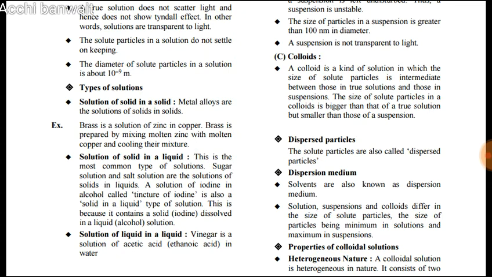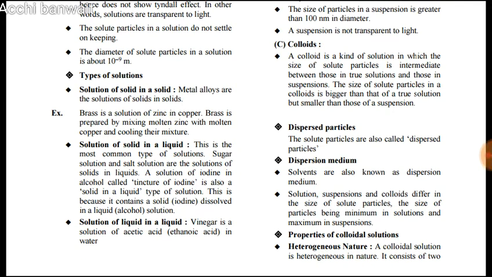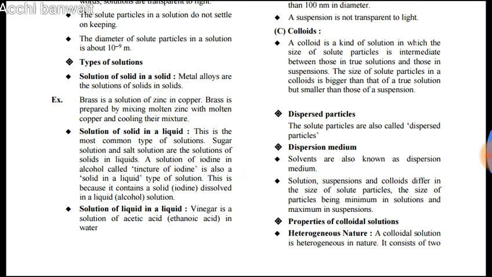Next is solution of solid in a liquid. This is the most common type of solutions. Sugar solution and salt solution are the solution of solids in liquid. Although you know that sugar is a solid and salt is also solid, but it is in the very small size. So it is a common example of solution of solid in a liquid. A solution of iodine in alcohol called tincture of iodine is also a solid in liquid type of solution. This is because it contains a solid, that is iodine, dissolved in liquid alcohol solution.